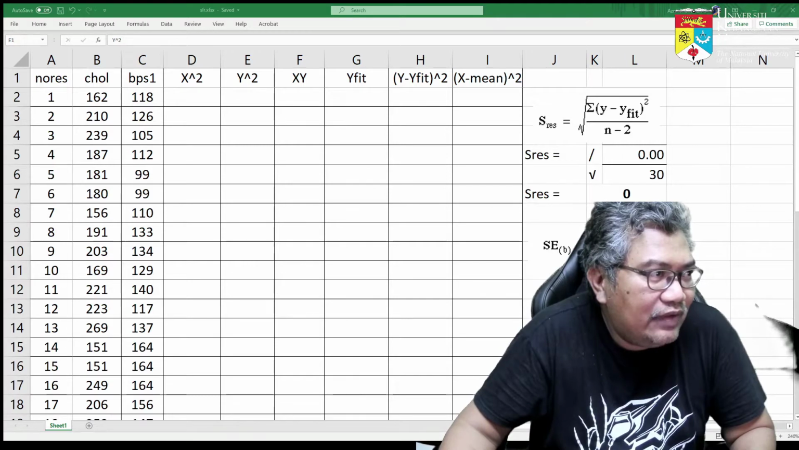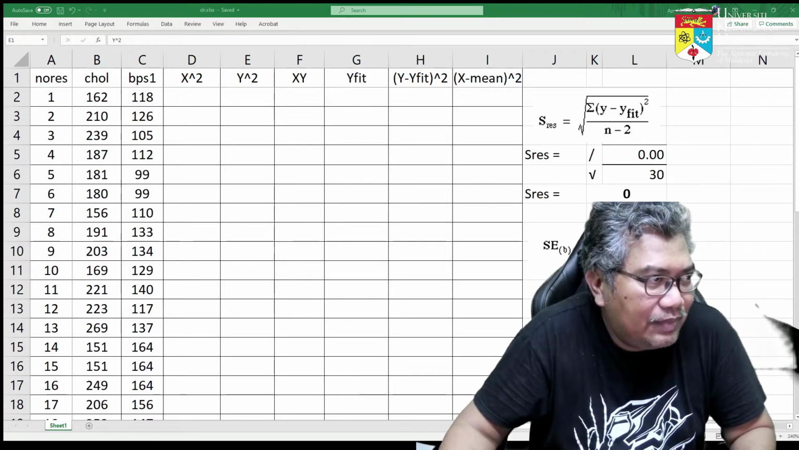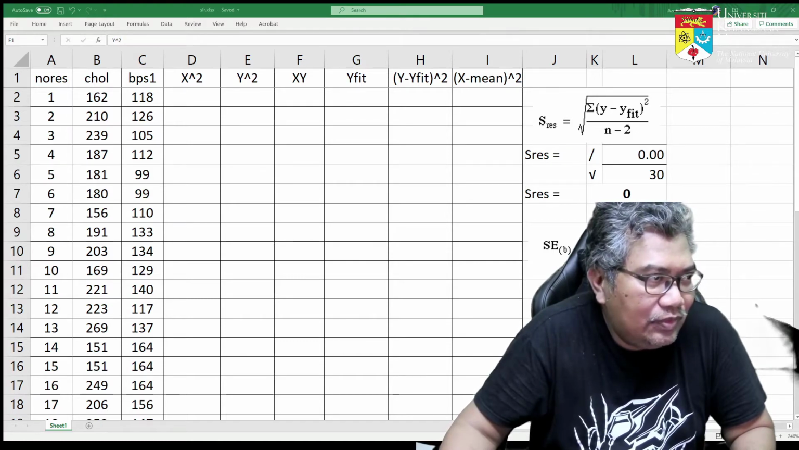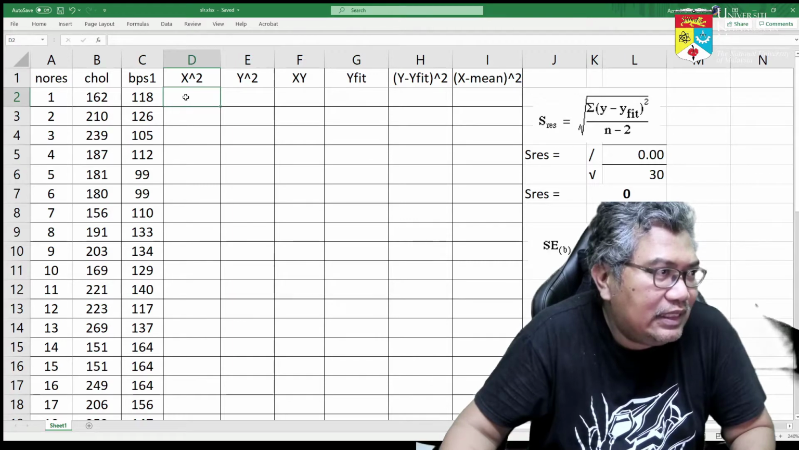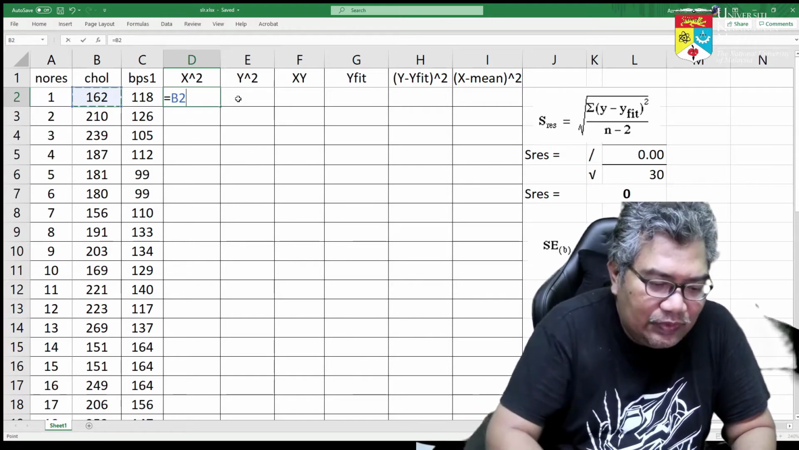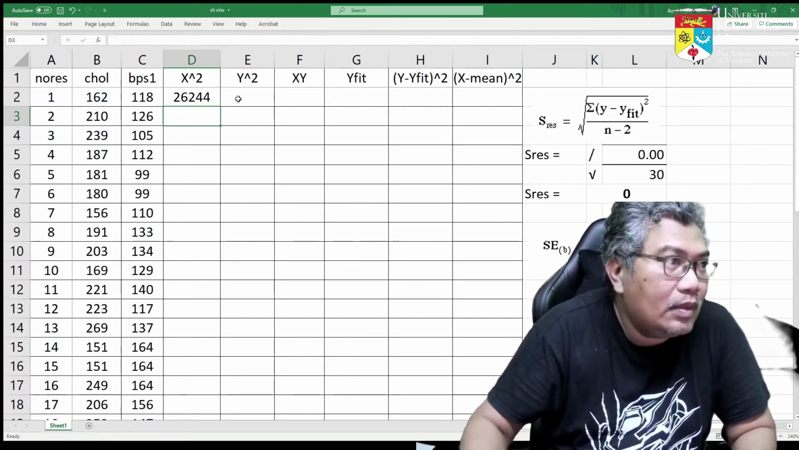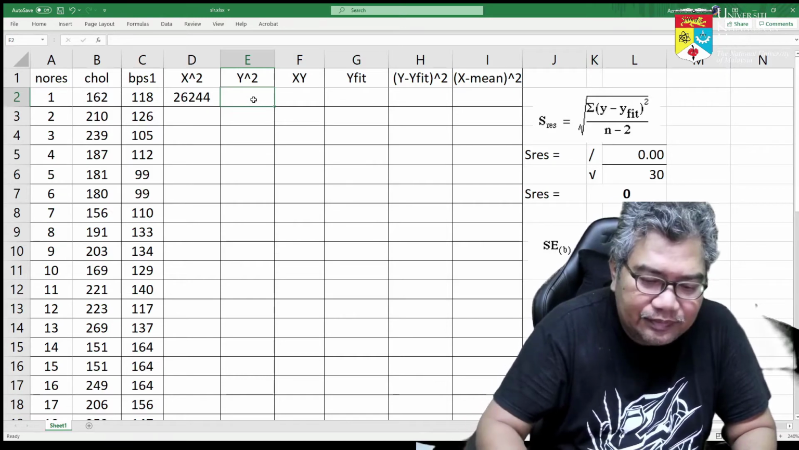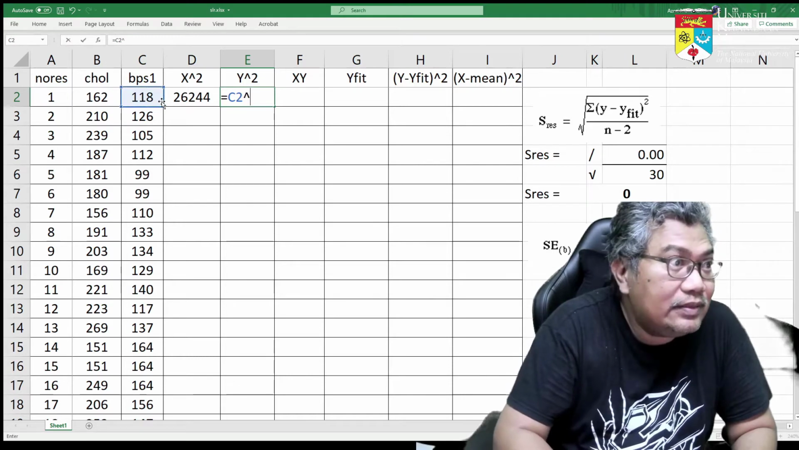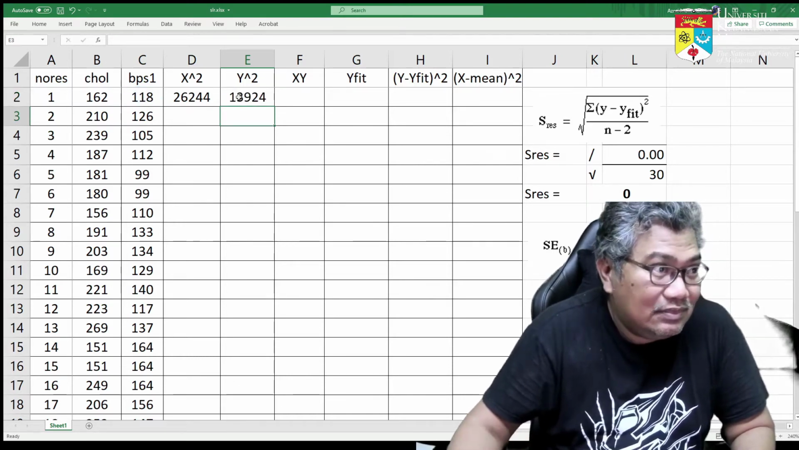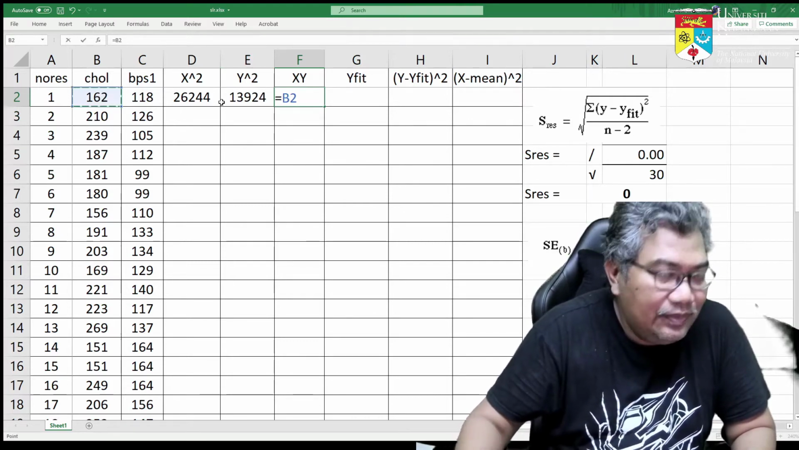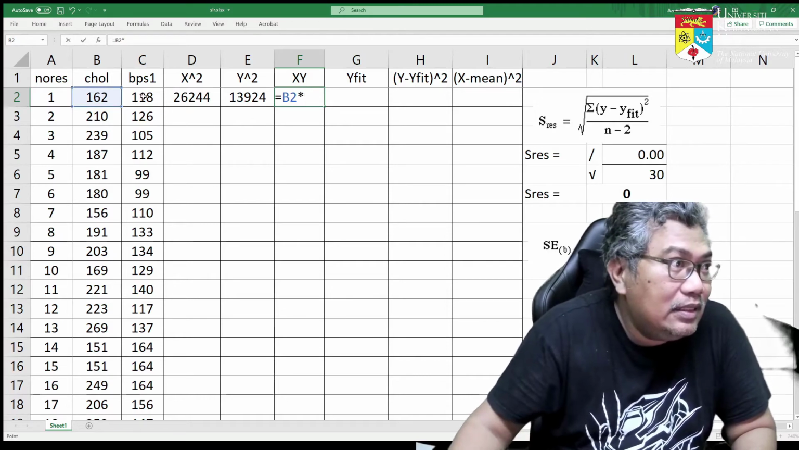So here we have the cholesterol level. This is x. This is the systolic blood pressure. This is y. To get all the values here, allow me to demonstrate. First we're going to take this value, then we're going to square it. For this one, we're going to take this value, then square it. Then for this, we're going to multiply the cholesterol and the systolic blood pressure.